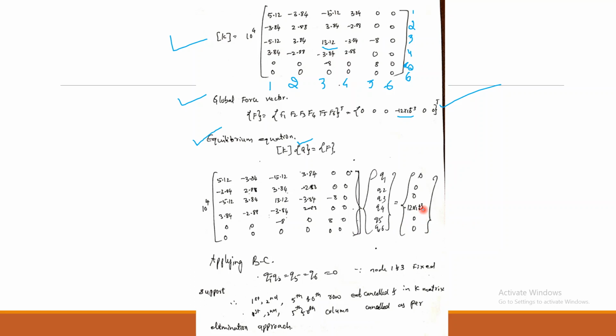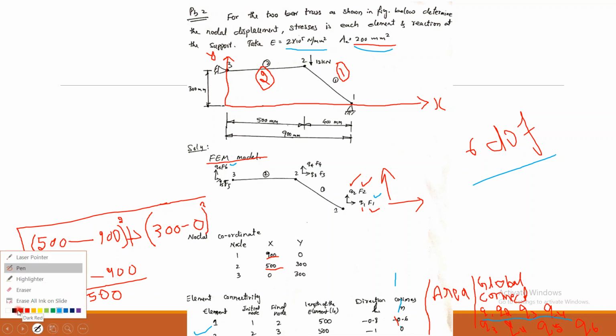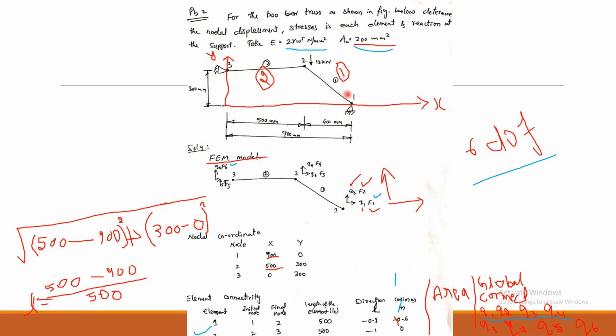Once it is done, the next part is applying the boundary conditions. How will you apply the boundary conditions? By looking into the constraints in the given problem. Node 1 is completely fixed, and node 3 is also completely fixed. That is, q1, q2 and q5, q6 equal to 0.